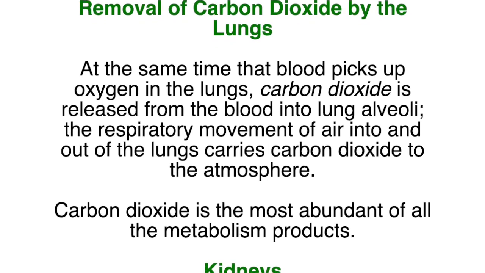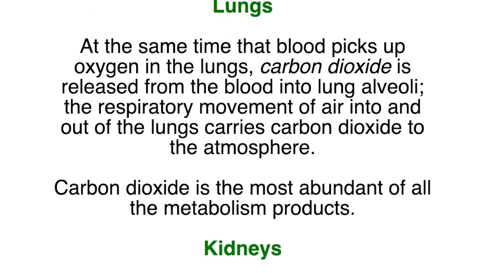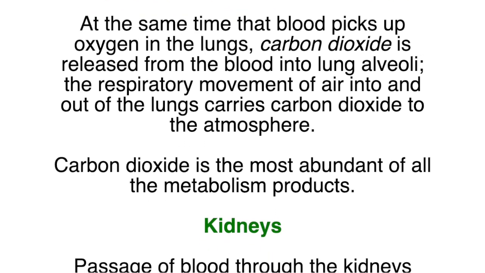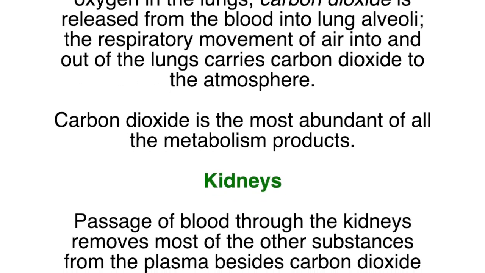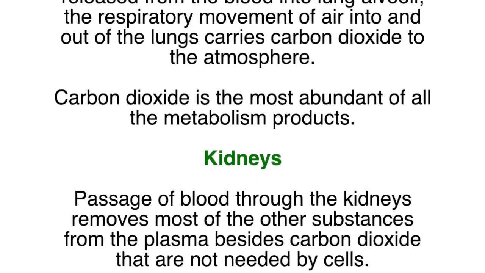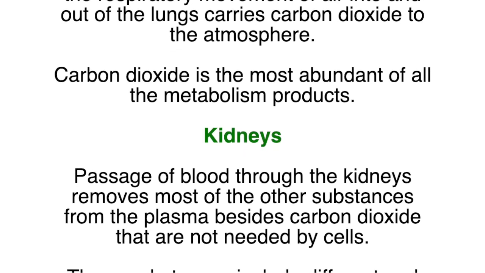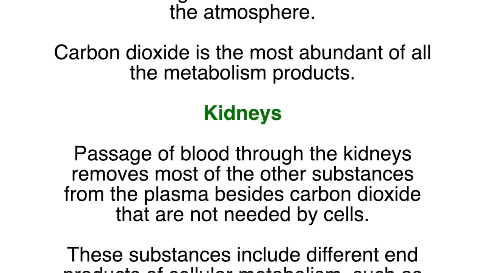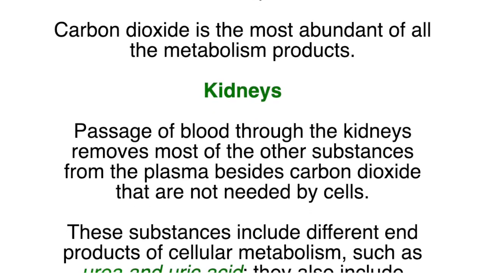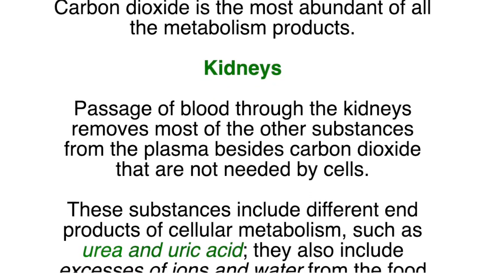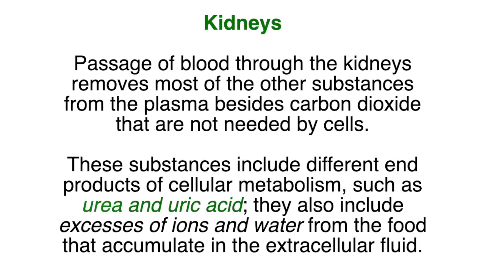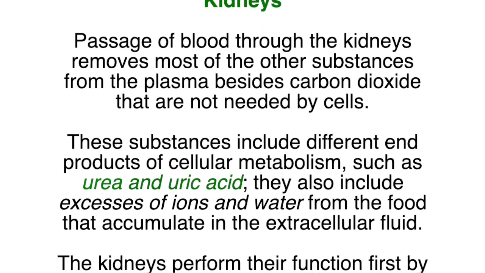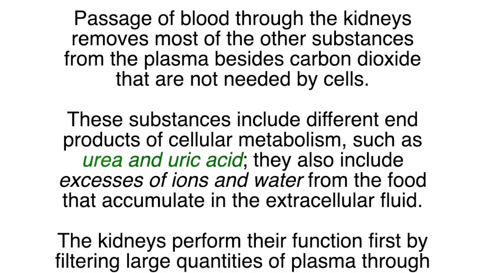Kidneys. Passage of blood through the kidneys removes most of the other substances from the plasma besides carbon dioxide that are not needed by cells. These substances include different end products of cellular metabolism such as urea and uric acid. They also include excesses of ions and water from the food that accumulate in the extracellular fluid.